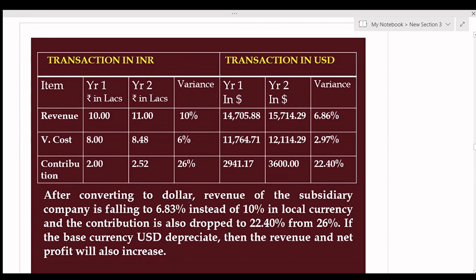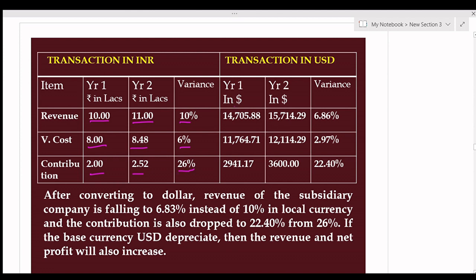Now, transactions in INR, first year and second year variance. Revenue in the first year is 10 lakhs, and in the second year, with a 10% increase, 11 lakhs. Variable cost is 8 lakhs in the first year; now it comes to 8.48 lakhs instead of 8.80 lakhs, a 6% increase. Contribution is 2 lakhs in the first year and 2.52 lakhs in the second year, so the increase in contribution between the two years is 26%.